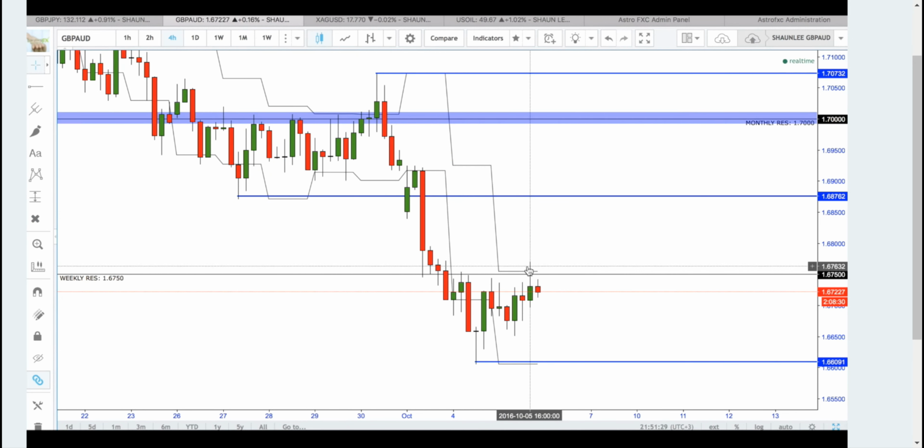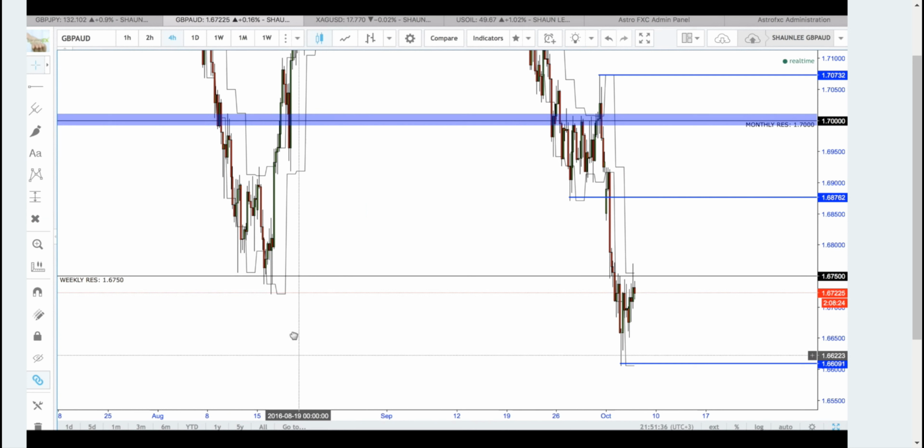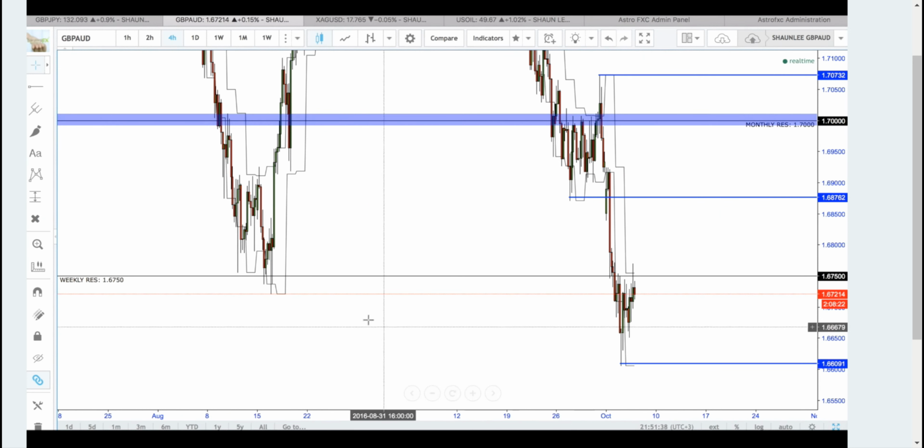Me personally, I think we're going to probably break this and come a little bit higher now, because we have taken out the lows over here. It's made a new low. So I do believe we could potentially, even with this one, run all the way back to 6.8.